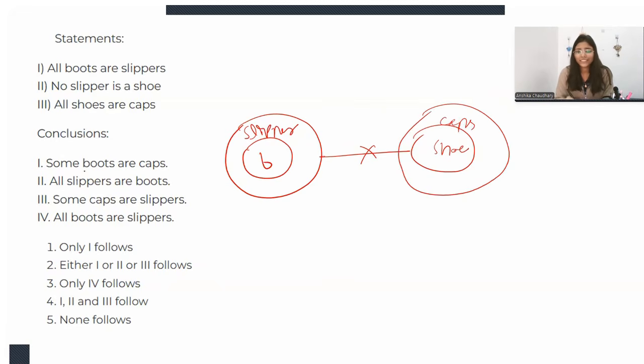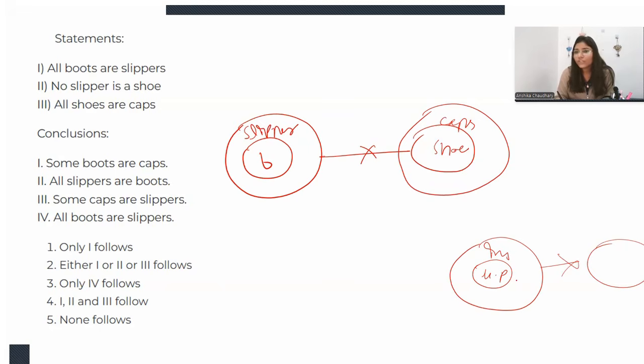Okay. Now let's read out the conclusions. Some boots are caps. So boots are here, right? Some boots are caps. See, if I say that this is UP, and this is India, and I'm saying that India cannot be Pakistan, how can UP be Pakistan? Similarly, here, a slipper cannot be a shoe or caps. So how can boots be shoe or caps, right? So it is not following.